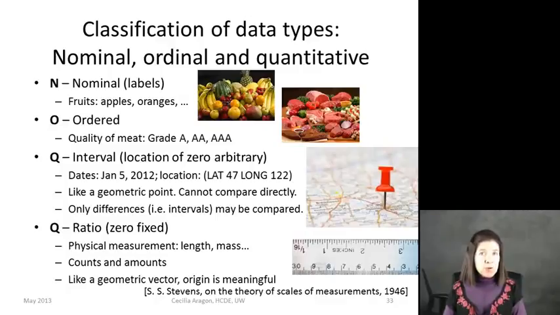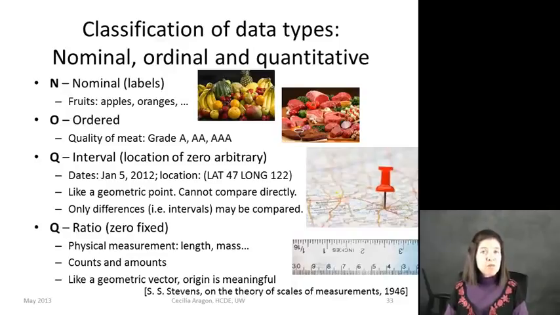Ordinal data has an order associated with it. So for example, the quality of meat might be described as grade A, grade AA, grade AAA. There is an implicit order, so you can clearly say that grade AAA is better than grade AA. Of the two types of quantitative data, interval data is where the location of 0 is arbitrary. So dates are an example, if you're looking at January 5, 2012, or location, for example, latitude 47, longitude 122. And these are like a geometric point. You can't compare them directly, but only differences, that is, intervals, can be compared.